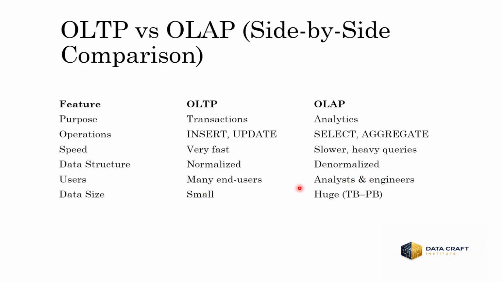Users: in OLTP there are many end users, while in OLAP there are only analysts, engineers and business users. Data size is generally small in OLTP, because historical data is generally archived, and generally huge in OLAP, where they preserve the historical data so that they can do trend analysis.